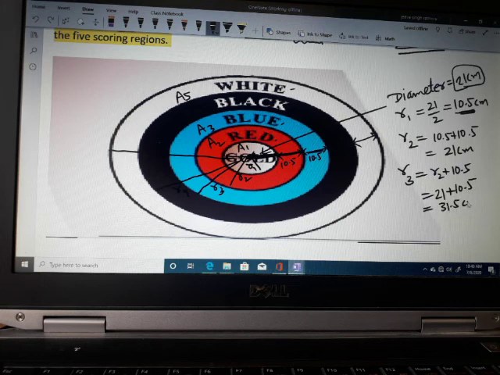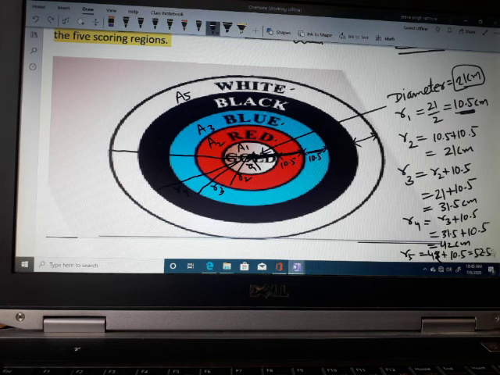31.5 centimeter. To get R4, again add R3 plus 10.5 centimeter, that is equal to 31.5 plus 10.5, that is equal to 42 centimeter. Finally, to get R5, again add 10.5 in this, 42 plus 10.5 equal to 52.5 centimeter. These are the radii of every circle, R1, R2, R3, R4, R5.